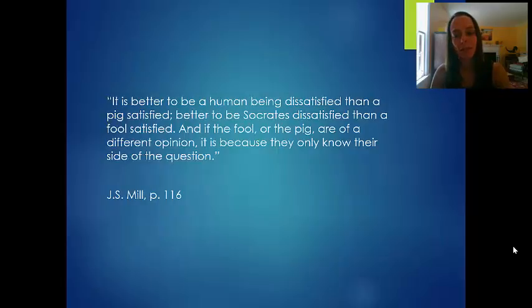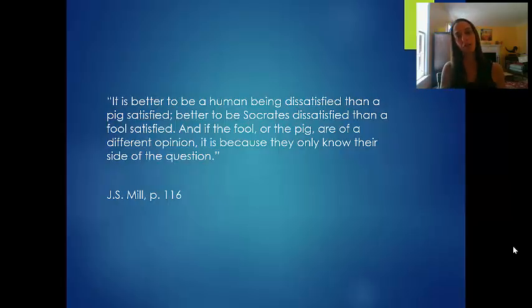So Mill says, famously on page 116 of your text, it's better to be a human being dissatisfied than a pig satisfied. It's better to be Socrates dissatisfied than a fool satisfied. And if the fool or the pig are of a different opinion, it's because they only know their side of the question. What Mill's getting at here is he's totally rejecting the idea that ignorance is bliss. He says ignorance is most certainly not bliss.